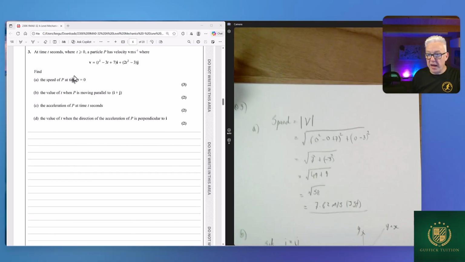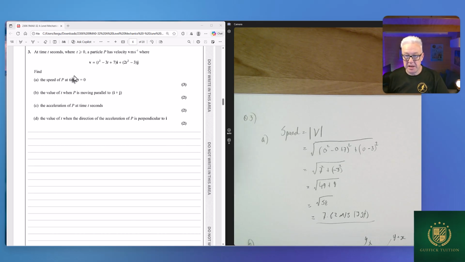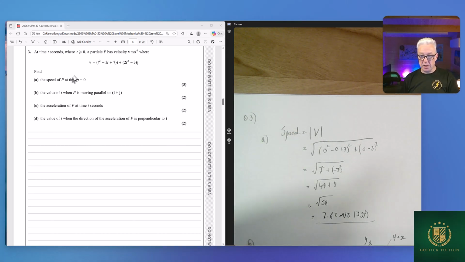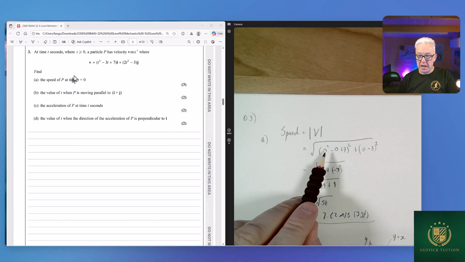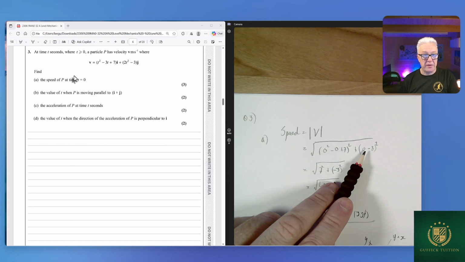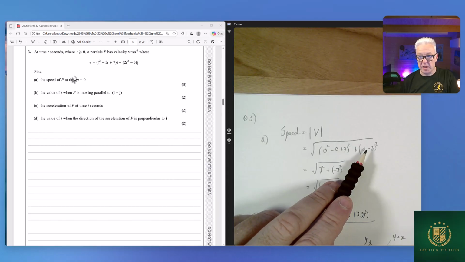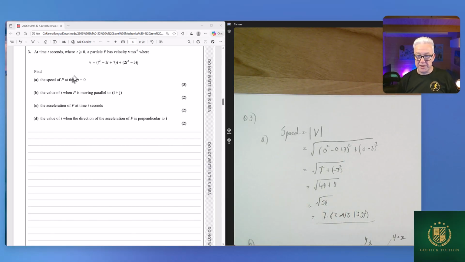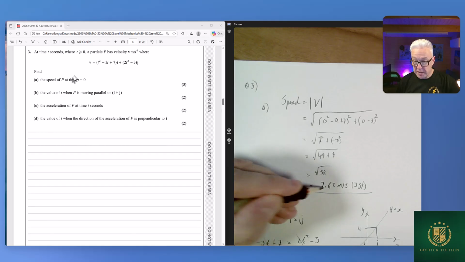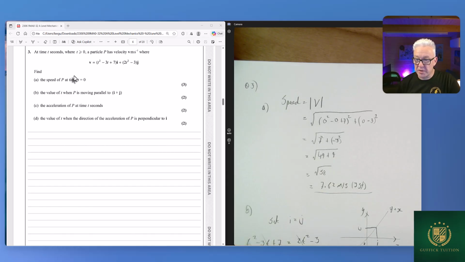So the key word there is the word speed, and speed is the magnitude of the velocity. It's at time t equals 0, so we're going to have 0 squared minus 3 times 0 plus 7, and 2 times 0 squared minus 3. So we end up with 7 squared plus minus 3 squared, which is 49 add 9, so that is root 58, which as a decimal is 7.62 meters per second to 3 significant figures.